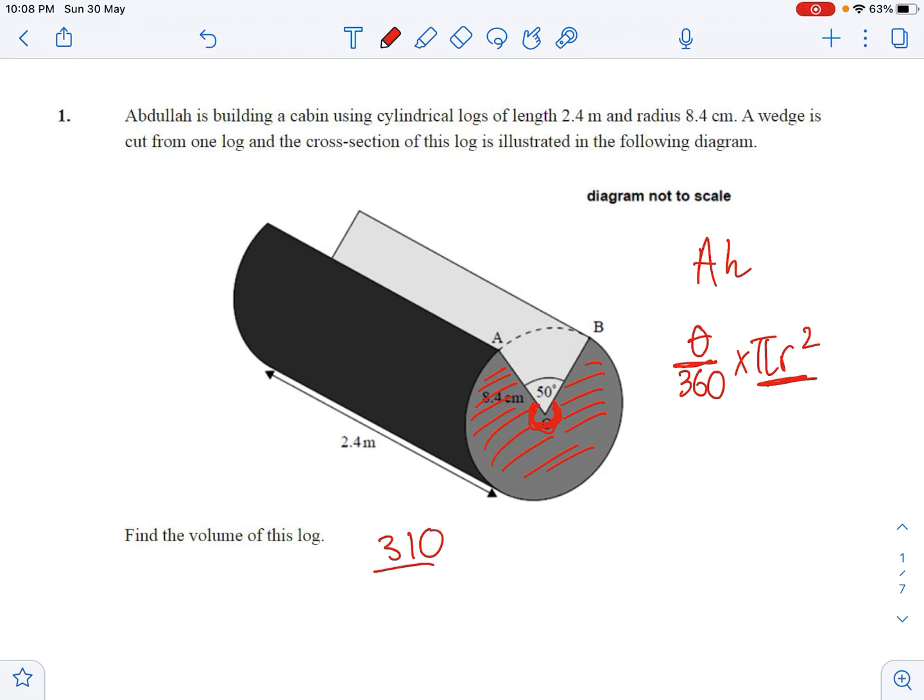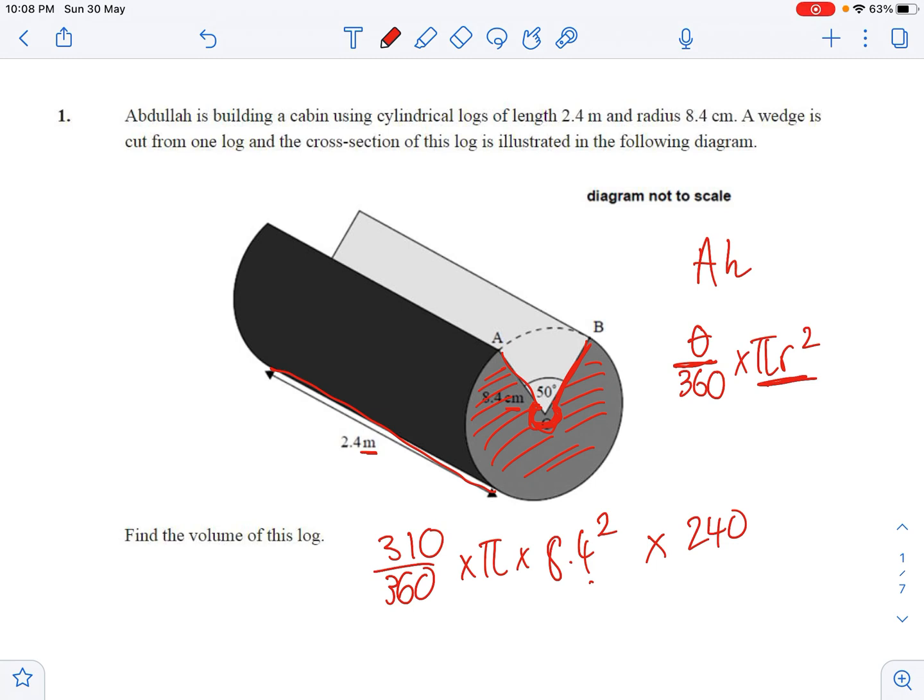So 310 over 360 times pi times the radius squared, and here the radius is 8.4 centimeters. So we would do that to find the area of the sector, then multiply by the length or the height, which is this one here. Now this is a bit sneaky because this is in meters and our radius was in centimeters. So let's convert the meters to centimeters. I could do it the other way around and convert the centimeters to meters, but I think we'll stick with centimeters. And so that would be the calculation for this one.